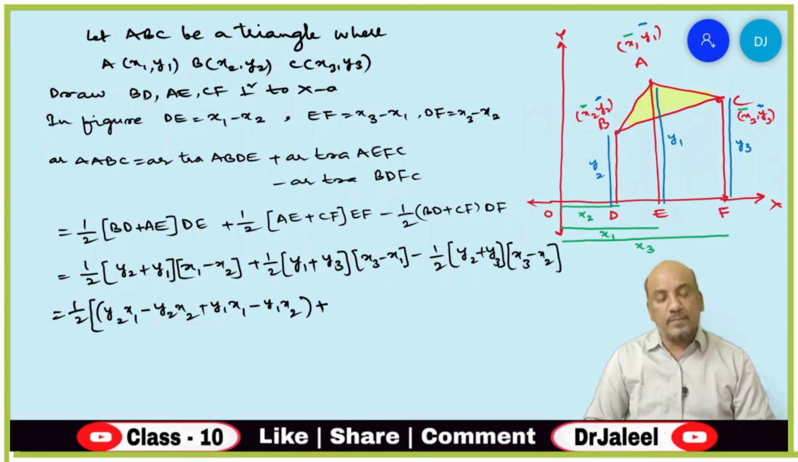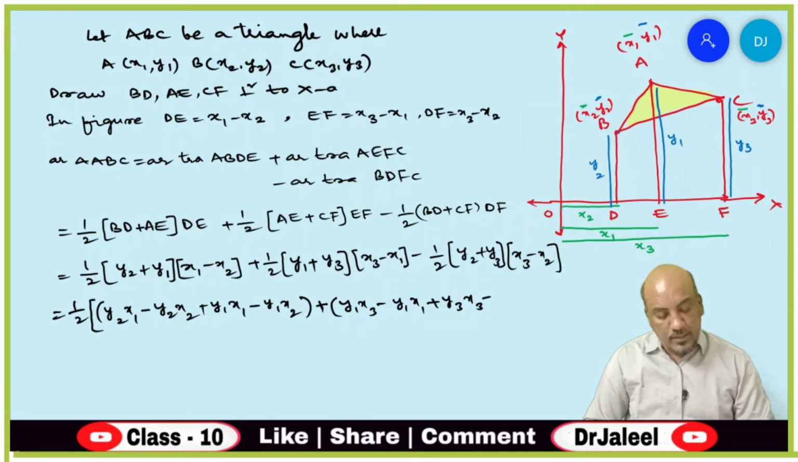children, 1 by 2 anyhow is taken out, mean taken common. Let's now see this, y1 into x3 is y1 x3, then y1 into minus x1 is minus y1 x1, then third one plus y3 into x3, so you will get plus y3 x3, then last one, what do you get, children? Plus y3 into minus x1, so you will get minus y3 x1.